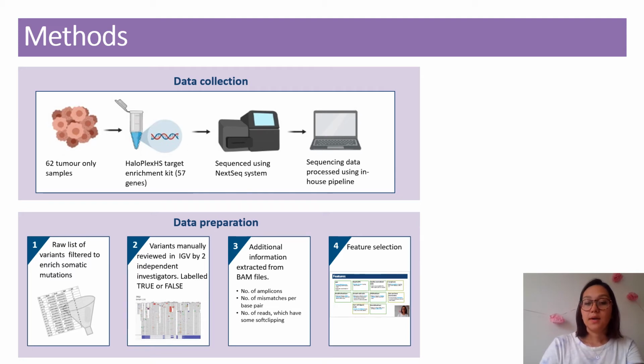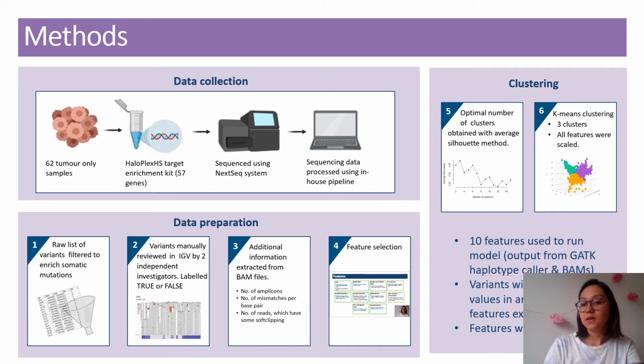Then we had the feature selection. So in this case, we looked at all of the quality metrics that we had available and identified which ones would be informative, and compared it to what we would normally look at when we're manually reviewing them. Once we had done that, we ended up with 10 features that were used to run the model, and these features were scaled. Then the optimal number of clusters was obtained using the average silhouette method and the elbow method, and then they were clustered using k-means.